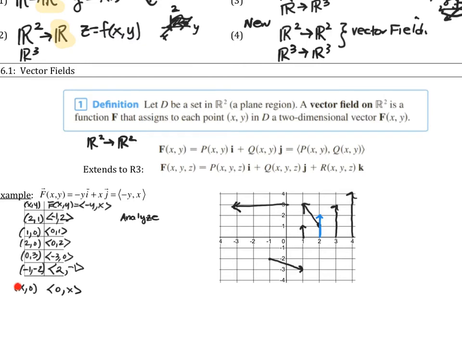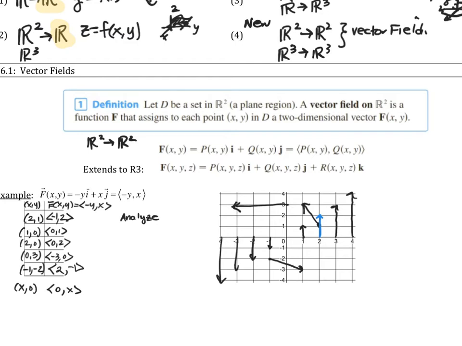And actually, if x is negative, this still works. Negative 1, 0 would give me 0, negative 1. Negative 2, 0 would be 0, negative 2. 0, negative 3. 0, negative 4. So you can get some vectors a little faster if you start trying to generalize.